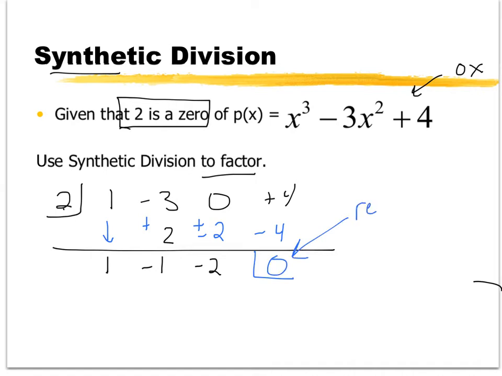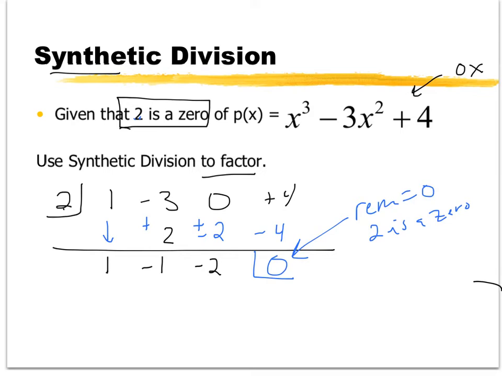So because the remainder is equal to 0, I know that 2 is a 0. Now that was told in the problem, but that's just a little bit of review. That confirms that this guy, 2, is a 0. So when the remainder is 0, we know that that value is a 0.